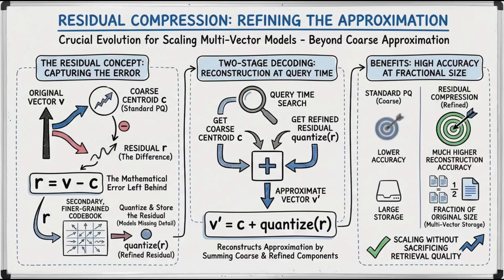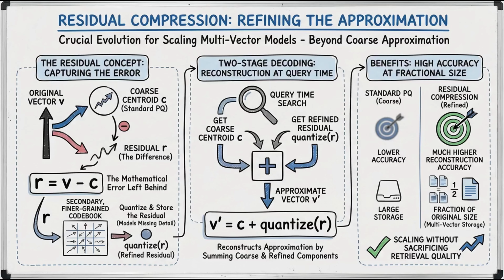The secret lies in the residual. When we create a coarse approximation of a vector, there is always some information lost in the process. We define this loss mathematically as the residual, the original vector minus that coarse centroid. Instead of just saving the coarse version, we take that remaining gap and quantize it using a second, finer-grained codebook. By capturing that missing detail, we effectively store the nuance that the first pass left behind.